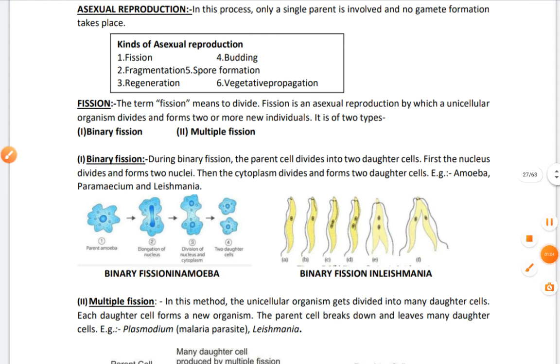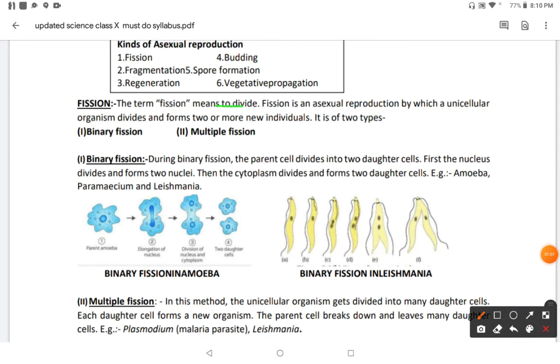First of all, fission. The term fission means to divide, and fission is the asexual reproduction by which a unicellular organism divides and forms two or more new individuals. It is of two types. One is binary fission, the other is multiple fission.